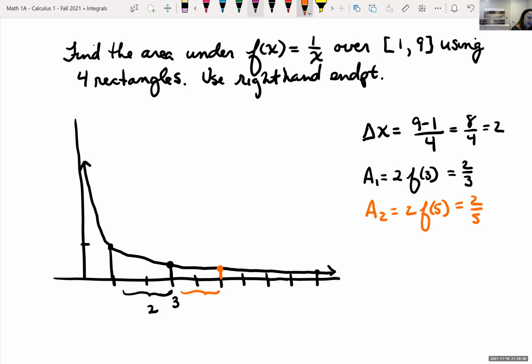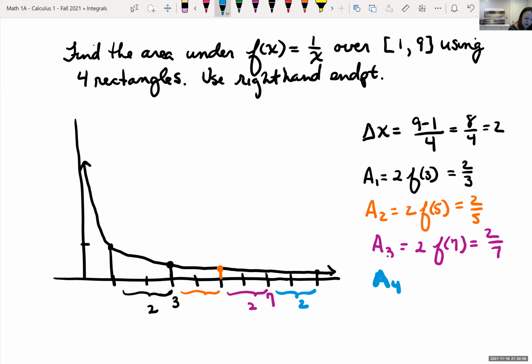We're going to look at the area of the third rectangle. Again, we got to go out a width of 2. So going from 5, now it's 7. So it's 2 times f of 7, which is 2/7. And one more. So going another distance of 2, we're getting to 9. So we're going to look at 2 times f of 9, which is 2/9.